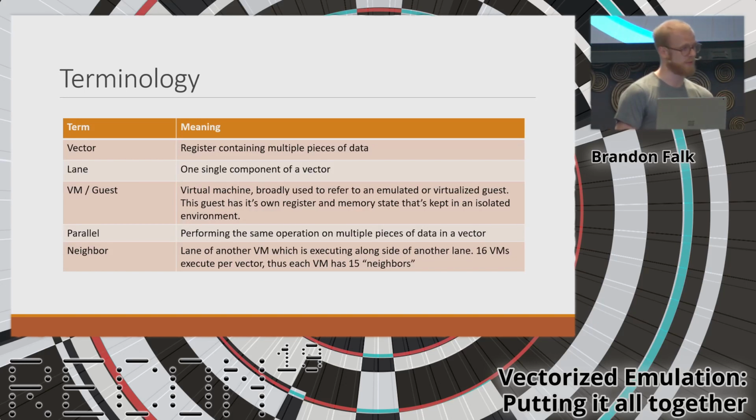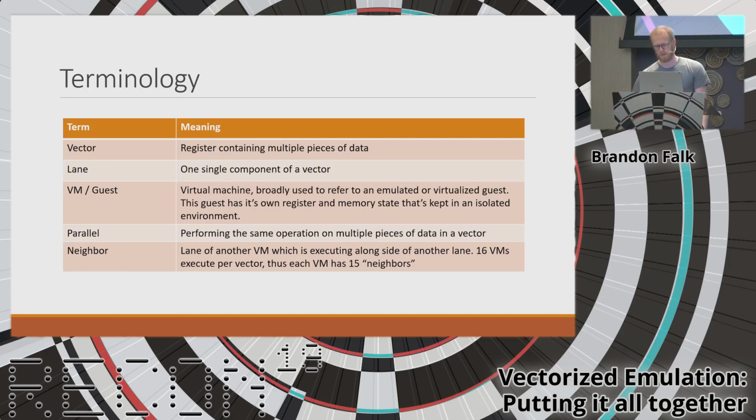So in this case, some of the things we'll be talking about is vectors. We'll go a little bit more into what those mean, but it's a register that contains multiple different pieces of data, split up. A lane is a single piece of that data in a vector. The VM and guest we talked about. Parallel is running multiple of these things together or performing an operation on this data in parallel. And then a neighbor, which is a weird concept that we'll hit on later, which is the other lanes of the vector that you're in. So if you are lane 0, it's the other 15 lanes in that vector.